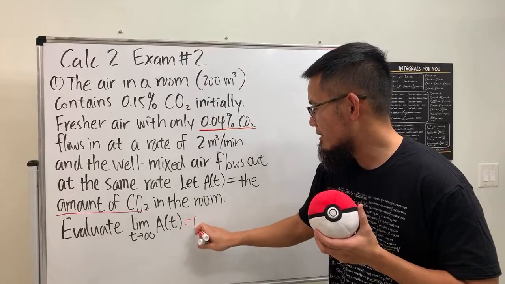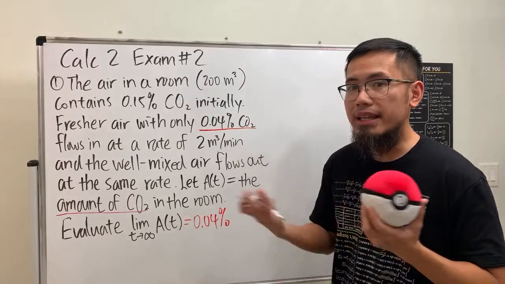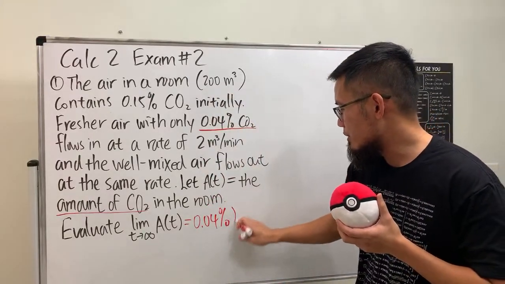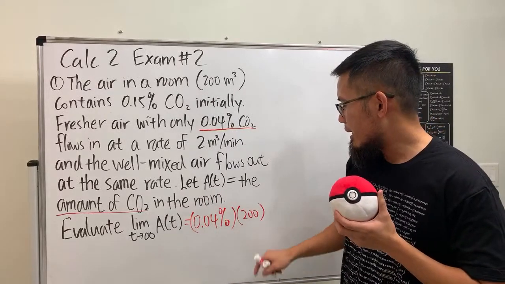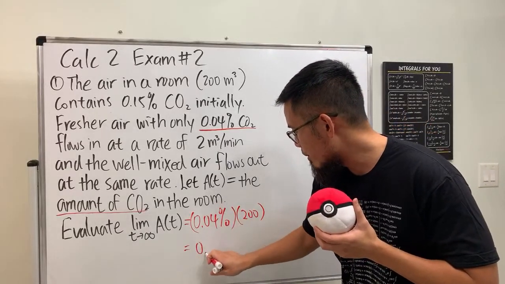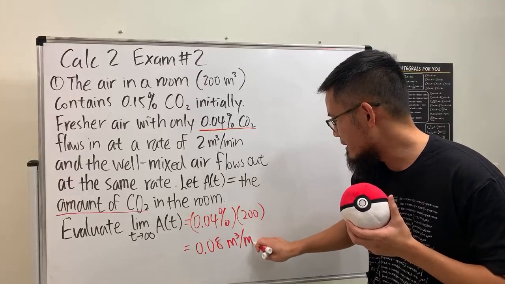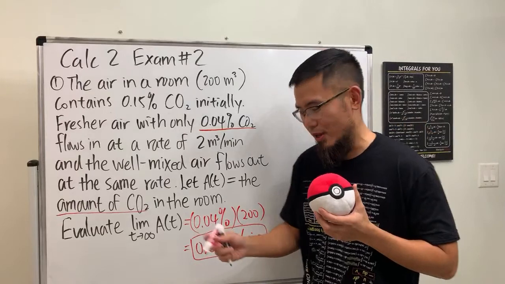It's just 0.04%. And how big is the room? Well, 200 meter cube. So we can just take this and then multiply by 200 meter cube. And the 200 and percent cancel, it's just 2 times this. So this is 0.08 meter cube per minute. And I'm serious, this right here is it for the first question.